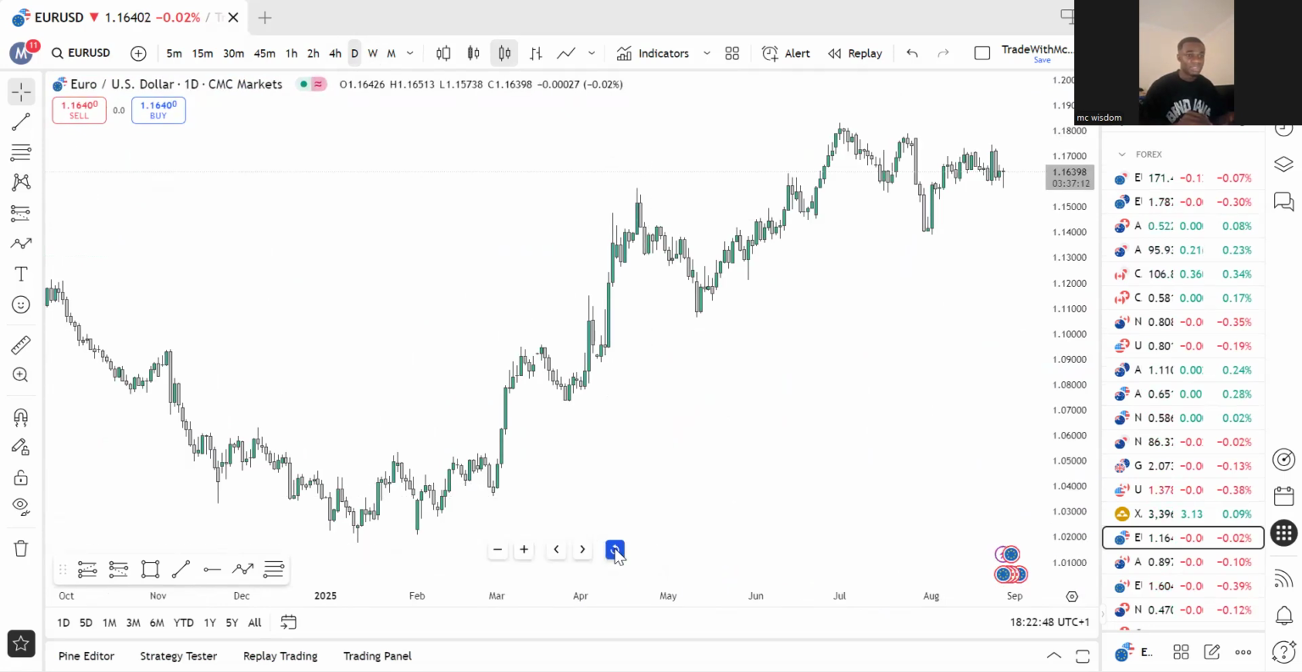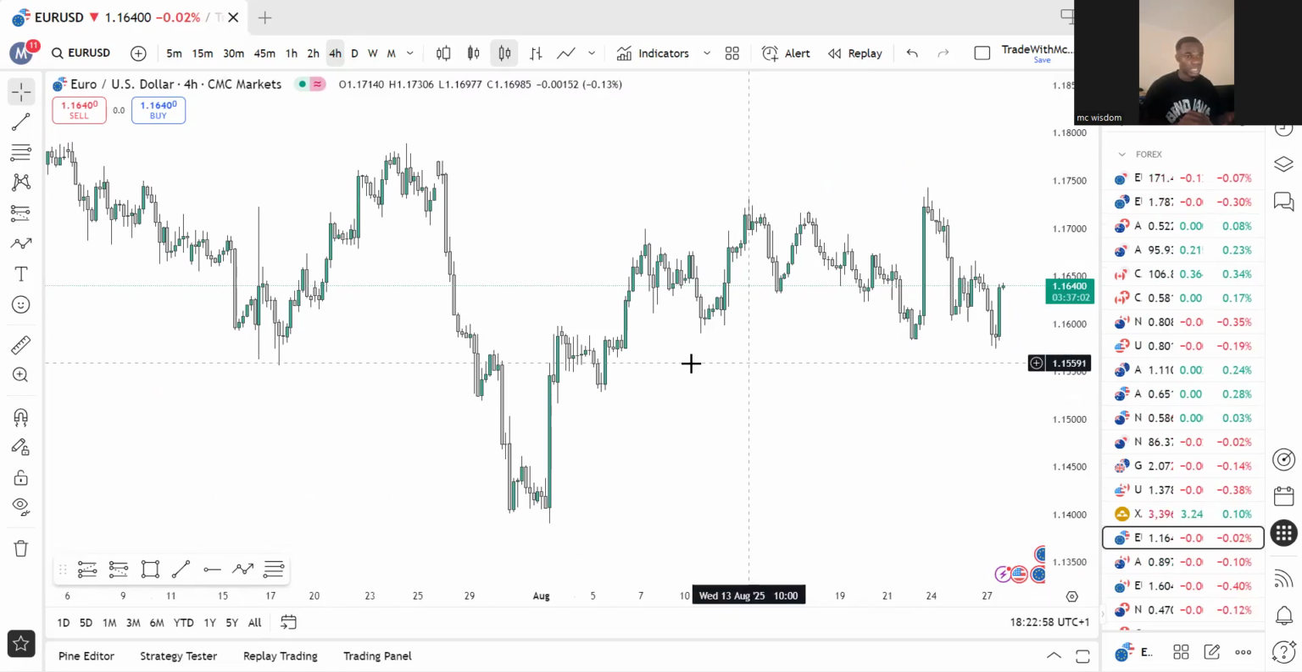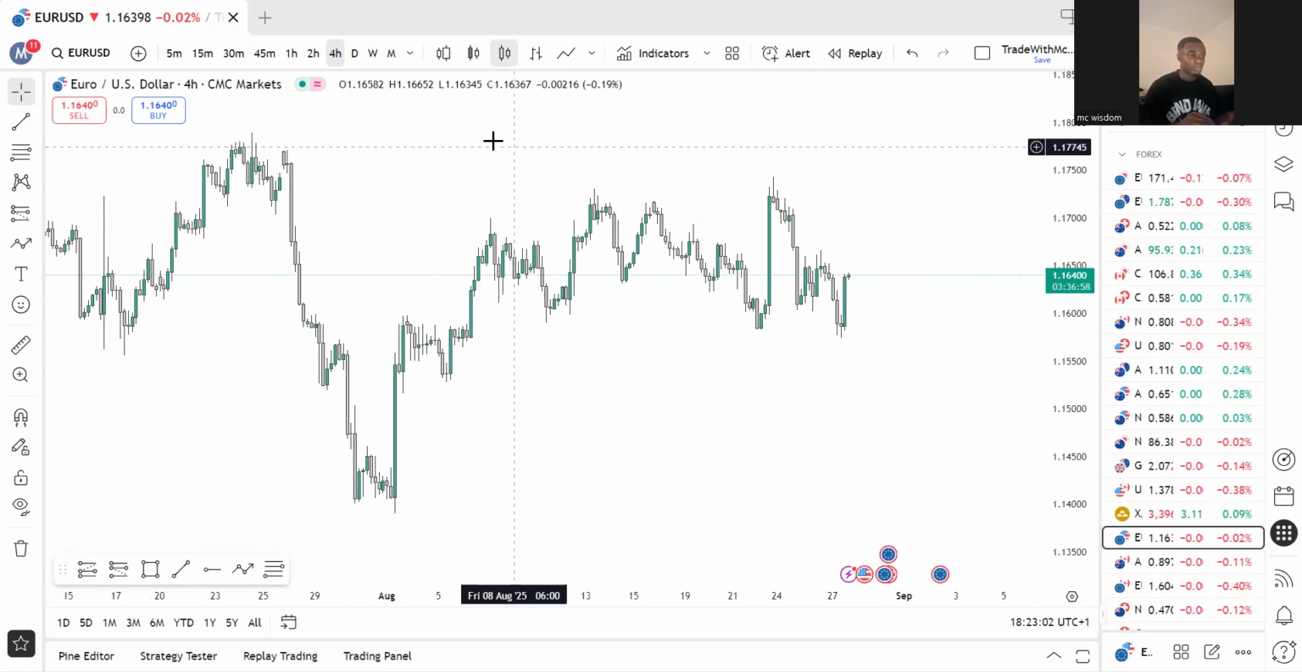The daily time frame is totally what? Still bullish. So why am I not selling? This is the 4-hour time frame. The 4-hour time frame is what? It's still bullish as well, right? It's still very bullish, but this high needs to be taken out for the 4-hour time frame to be very, very 100% or 99% bullish.